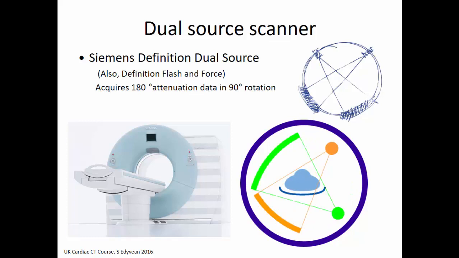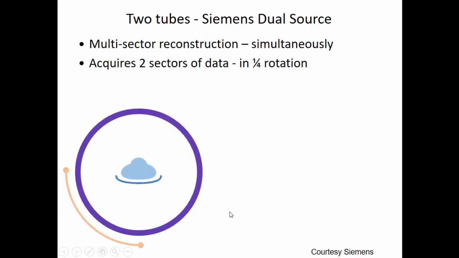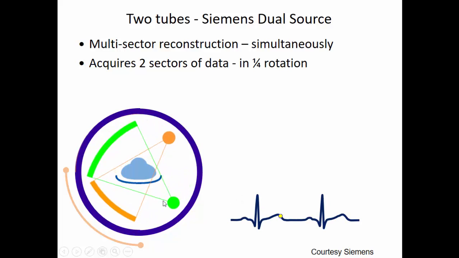Okay, so the other way to get multi-sector reconstruction is the Siemens two-source system, where our two sectors are taken simultaneously. So that was the Flash and the Force. We'll get back to that later. But so we've got two tubes and two detectors inside the gantry.